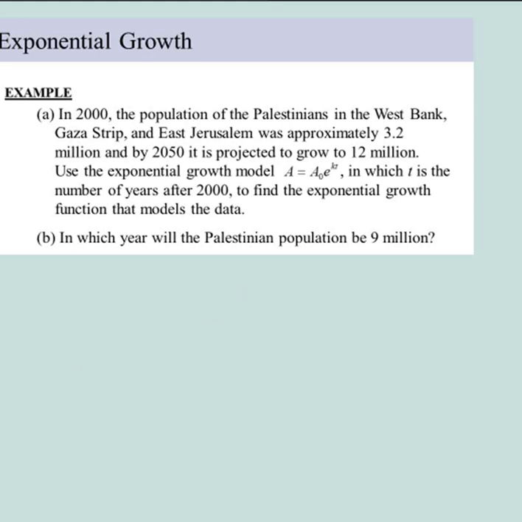So first, we need to find k. Here's the equation that we have.